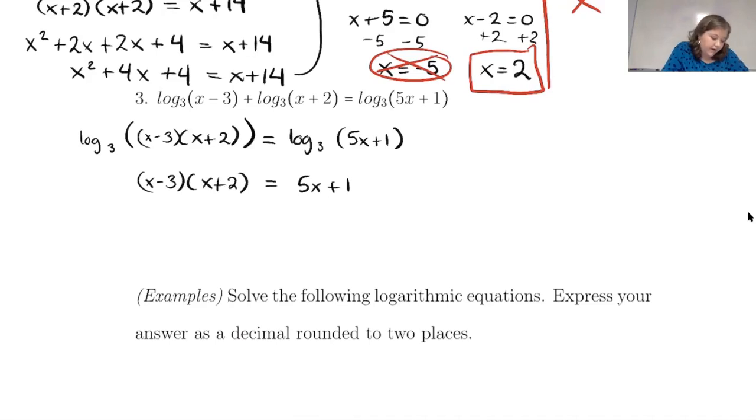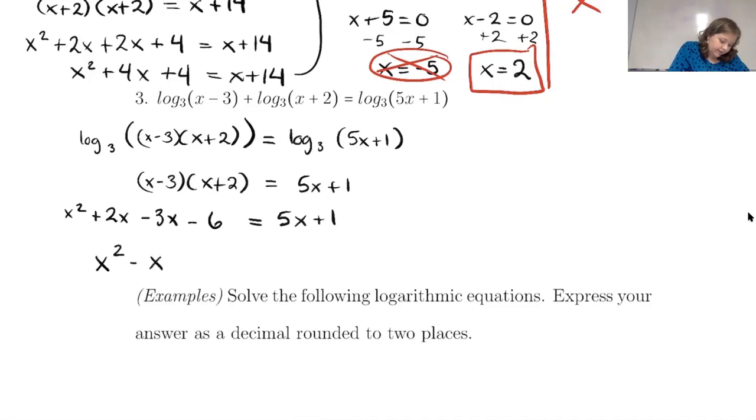And then we can multiply that out. So I'm going to use FOIL. So x squared plus 2x minus 3x minus 6 equals 5x plus 1. And then I'll simplify that. X squared minus x, because the 2 and the negative 3 combine to make negative x. And then minus 6 equals 5x plus 1.